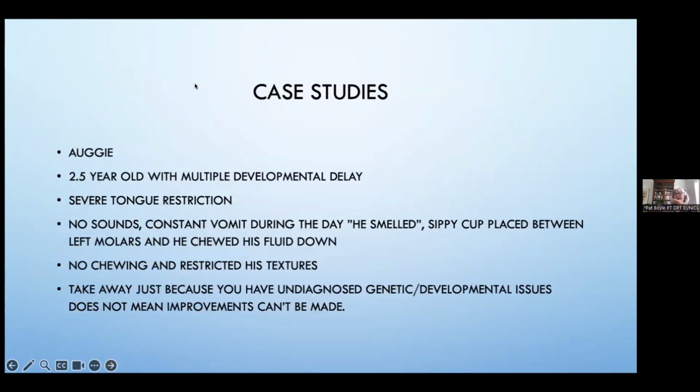So my first is, I've got 3 case studies that I wanted to talk about, all with different issues. So this guy's name was Augie. He was a 2.5, almost 3-year-old with multiple developmental delay.